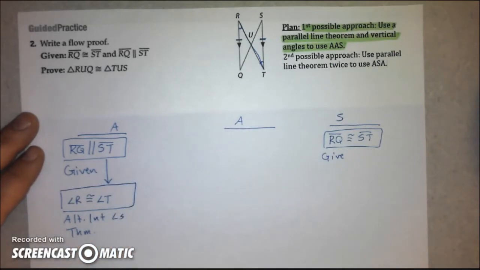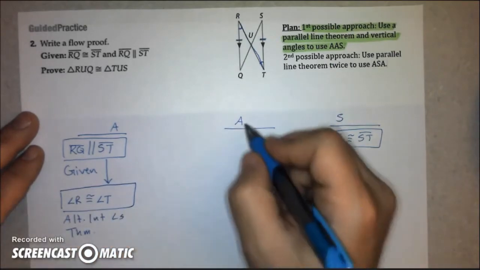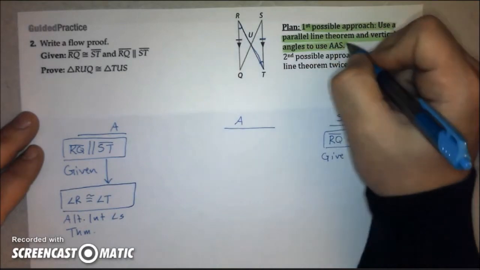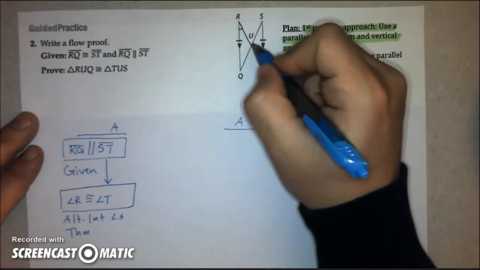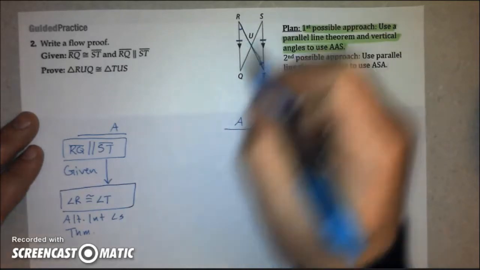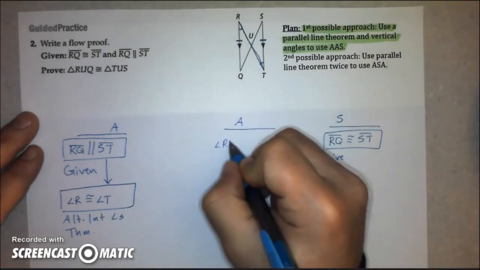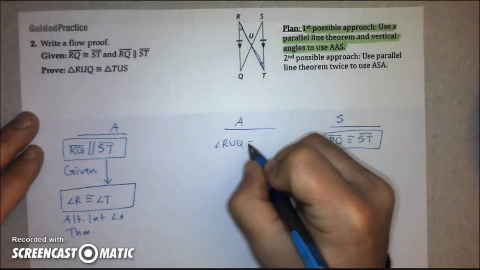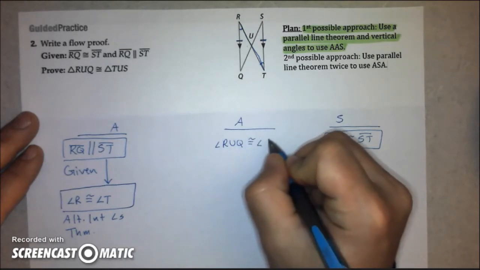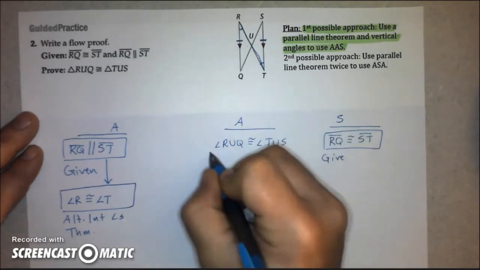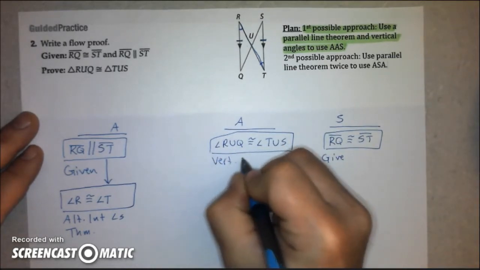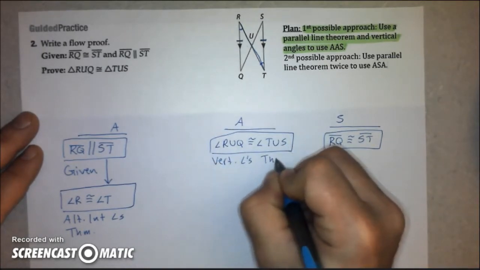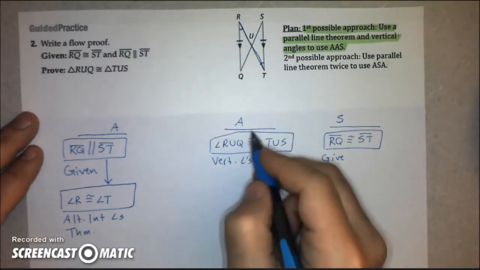Okay? There's a pair of congruent angles. I need another pair of congruent angles. Well, we already kind of planned out that we're going to use our vertical angles here. The vertical angles would be RUQ and then TUS. So I can say angle RUQ is congruent to angle TUS because they're vertical angles. So the reason is the vertical angles theorem. And there's another pair of congruent angles.